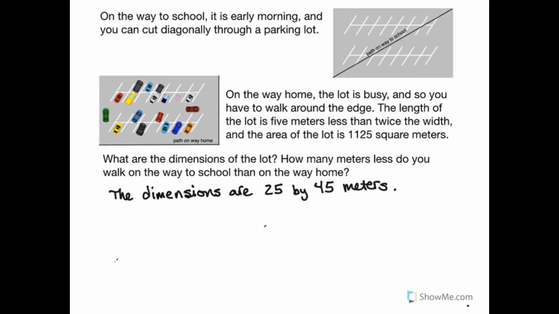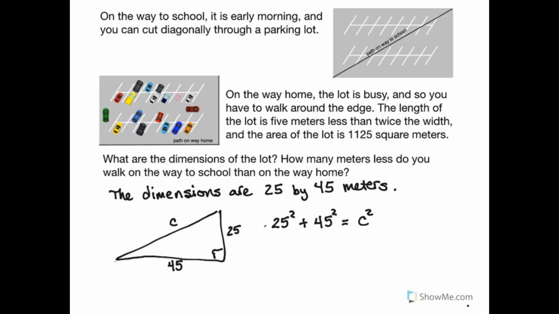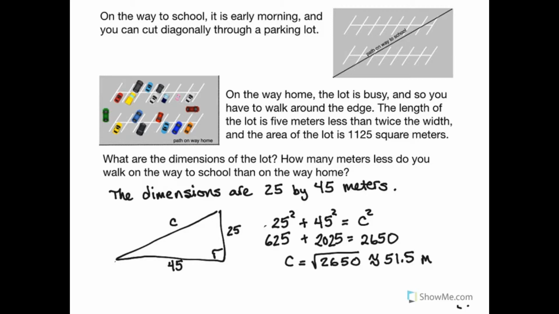So I answered the question about the dimensions, but what about how many meters less do you walk on the way to school than the way home? Well, I have a triangle, and it's a right triangle, so I can use the Pythagorean theorem to find the length of the hypotenuse. 25 squared plus 45 squared equals c squared. So c squared is 2,650. If I take the square root, it's not a perfect square, but it's approximately 51.5 meters.